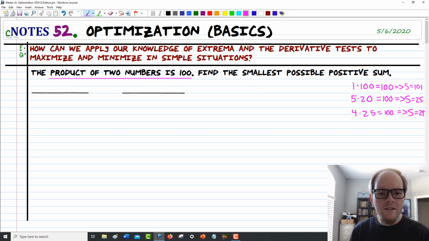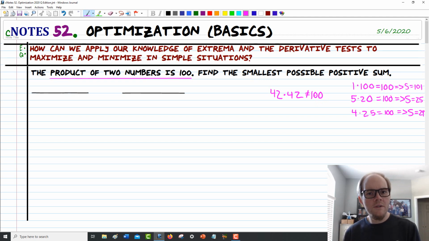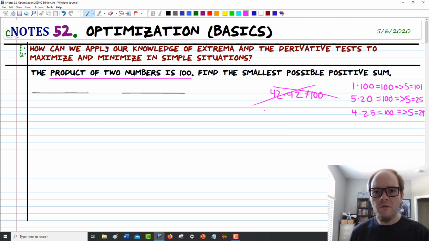I'm going to begin with the part that I underlined in pink. It says the product of two numbers is 100. That in itself restricts the numbers we can choose. For instance, I could not choose the two numbers to be 42 and 42, because their product is not 100. We're limited in our choices of numbers to having their product equal 100. And that gives us a huge piece of information as we attack this problem. It gives us what we call our constraint equation.